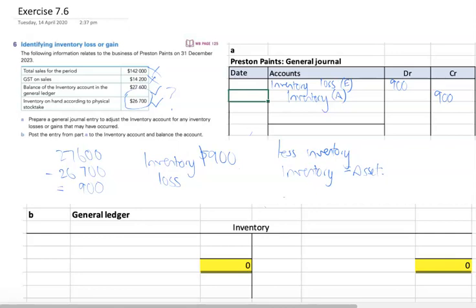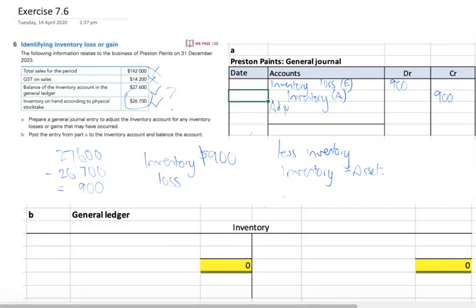So we've correctly identified we've got less inventory on hand, and that is an inventory loss that results in a credit in our inventory and a debit in our inventory loss. Now, if this was a 3-mark question and there's no reference in the question that says narrations are not required, we must do a narration.